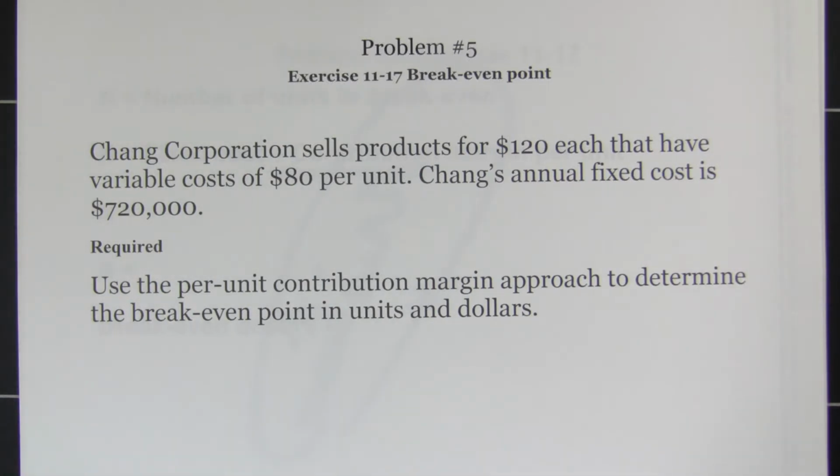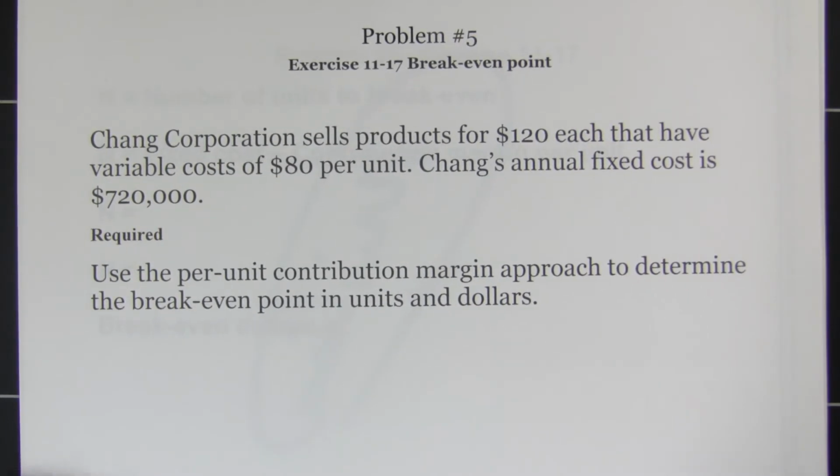Problem 5, exercise 1117 in your text, is a classic contribution margin problem. How many of these things do we have to sell to cover all of our fixed costs? Because remember, until all our fixed costs are covered, we don't make bupkis. So contribution margin all goes to pay fixed costs until they're covered, and then it all goes to me. So let's take a look at this.